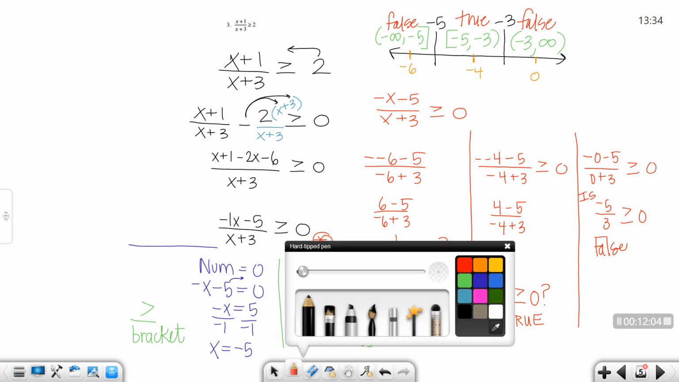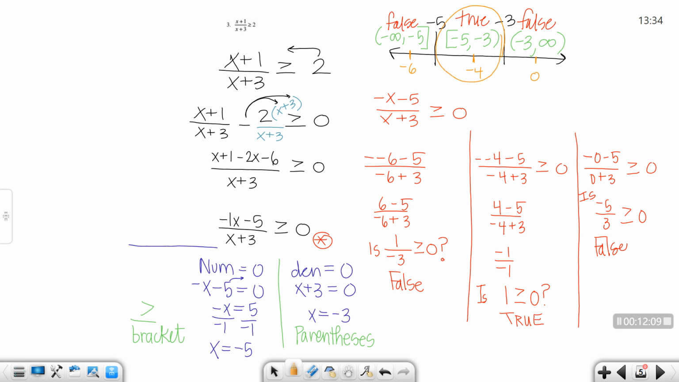Now, as soon as you get to this point and you get your number line drawn, you're going to pick your true statement. So my true statement would be negative 5 to negative 3, and that is my answer.